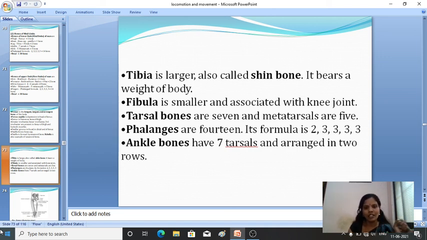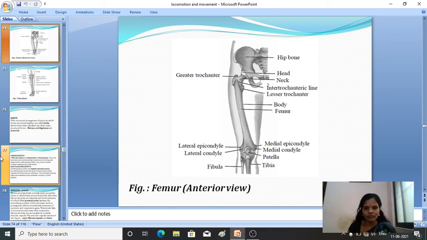Tibia, it is large and it is also known as shin bone. It bears the weight of the body. Then fibula, it is smaller and it is associated with the knee joint. Then tarsal bones, they are 7 and the metatarsals are 5. Phalanges are 14 and the formula is 2, 3, 3, 3, 3. Ankle bones, they have 7 tarsals and they are arranged in 2 rows.